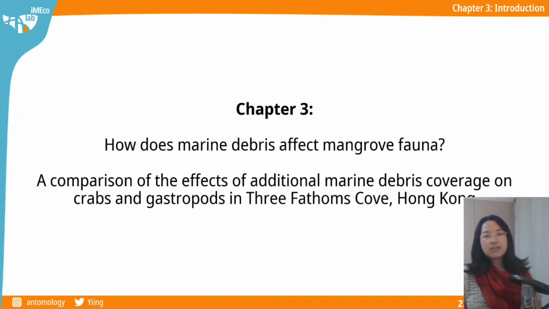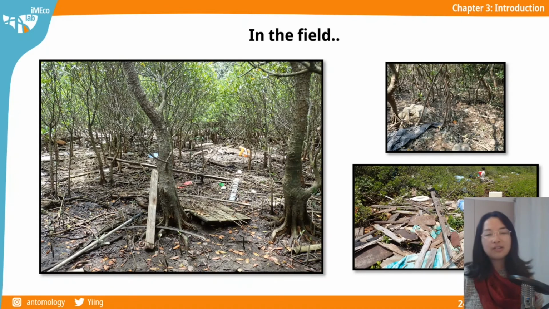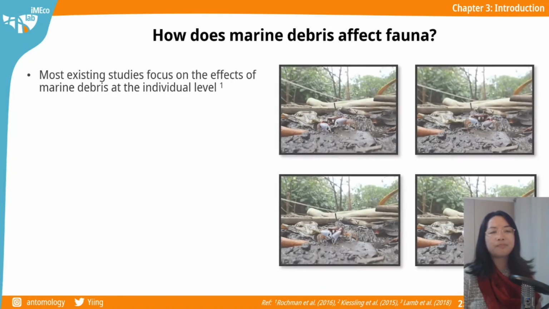So thinking about this, it made me really want to understand what the potential impacts of this long-term marine debris might be. When I was out in the field, these are some of the sites I was greeted with. So there are some sites with huge coverage by marine debris. And I was like, okay, some of this rubbish has been here for years. What could the impacts be on the fauna that live here?